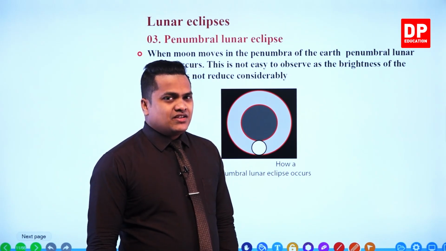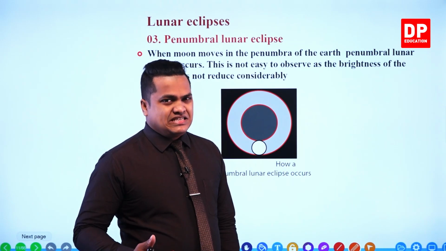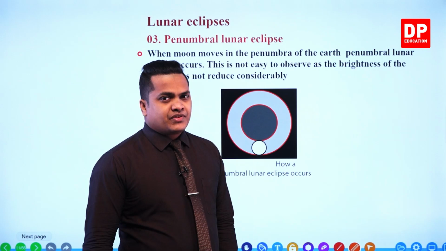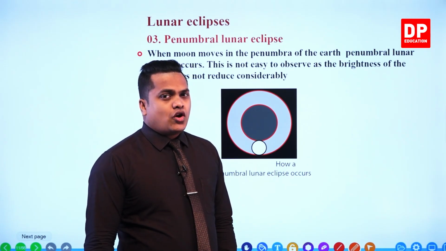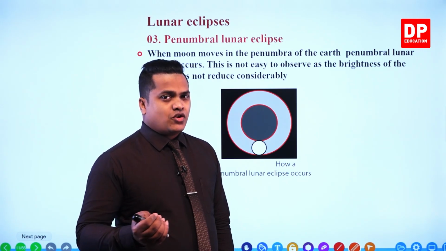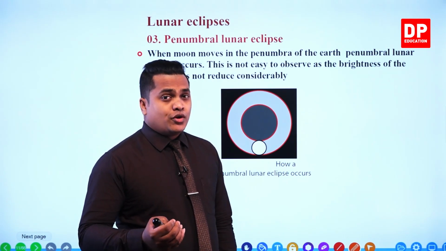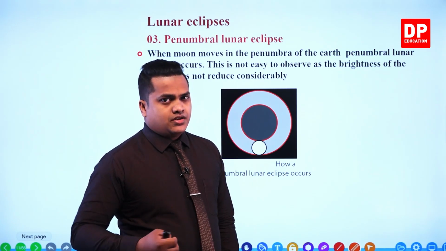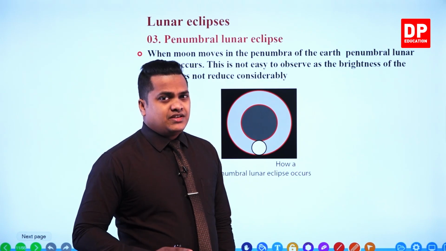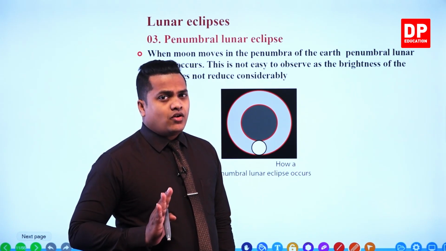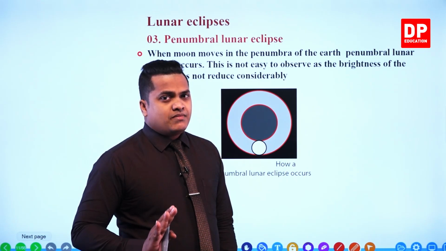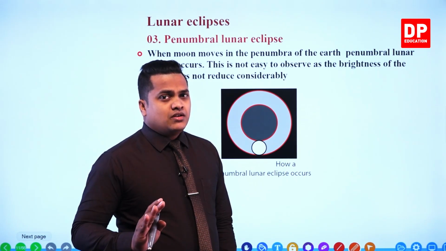Like I said, my dear children, it's mainly because of the distance. You know that the earth is very much closer to the moon. So the shadow given out by the earth is not going to be that clear, that much darker. So the penumbral region is not that much darker at all, as it is very much closer to the moon.